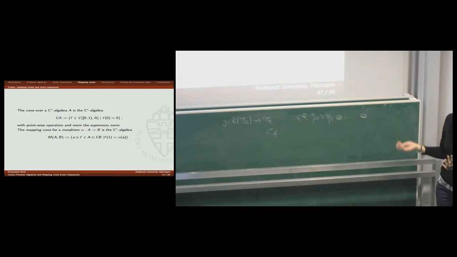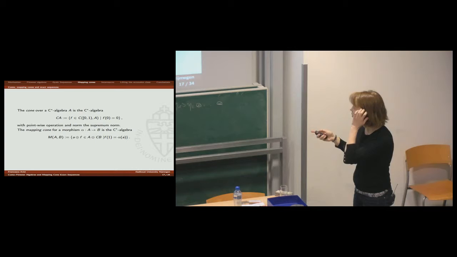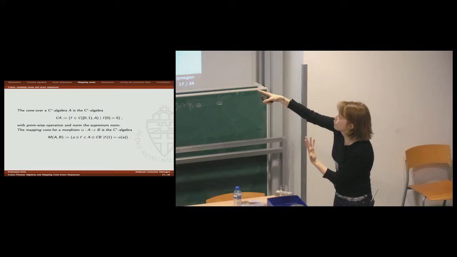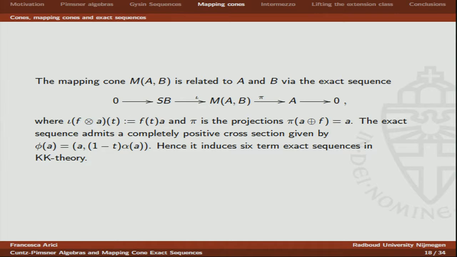And this is defined as a subalgebra of the direct sum of the algebra with the cone, with the condition that in 1 you actually get the value of the morphism applied to that element. So in particular, if we look at an inclusion, then it will be functions of this form with the condition that f(1) belongs to A. So why is a mapping cone important? Well, it's everywhere in algebraic topology, I would say.